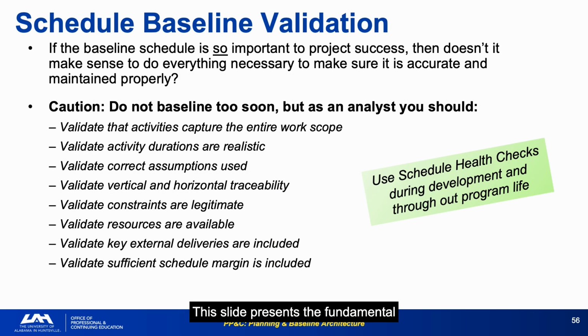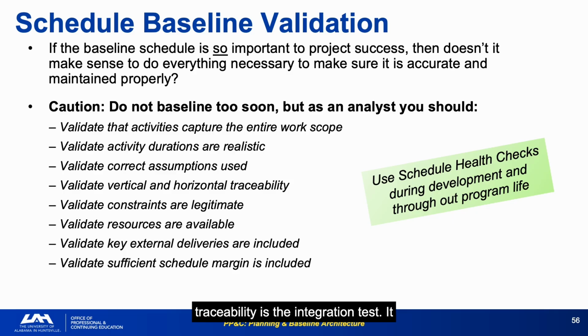This slide presents the fundamental question and then answers it with the analyst validation checklist, the 8 things you must verify before a schedule can be called credible and executable. Each of the 8 validation criteria is a known failure point for programs that I have observed or led. Unrealistic durations, missing external deliveries, illegitimate constraints, and insufficient margin are the 4 most common sources of schedule baseline collapse.